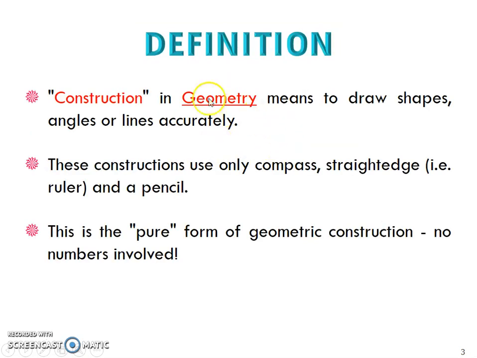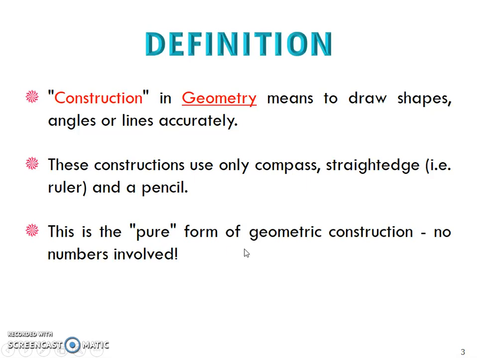Okay. So now what is defined as construction? Construction in geometry means to draw shapes, angles or lines accurately. This construction usually you have to use a compass, a straight edge, meaning a ruler or T-square, and a pencil in order to draw the geometrical construction. So this one we call a pure form of geometric construction where no numbers are involved.